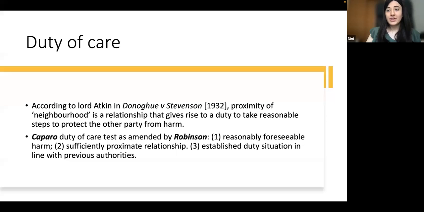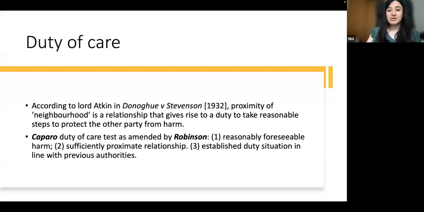This duty of care test was changed multiple times, and the latest test on duty of care is the one set out in Robinson. Originally, it's the Caparo test, but the third limb of the Caparo test was reformed in the case of Robinson. The Caparo duty of care test, as amended by Robinson, is the following.